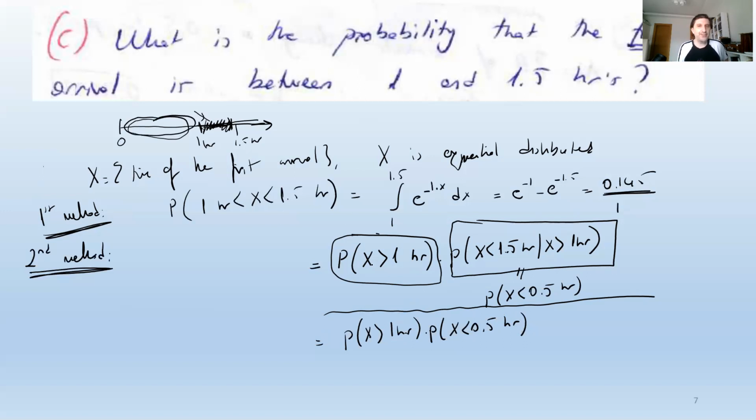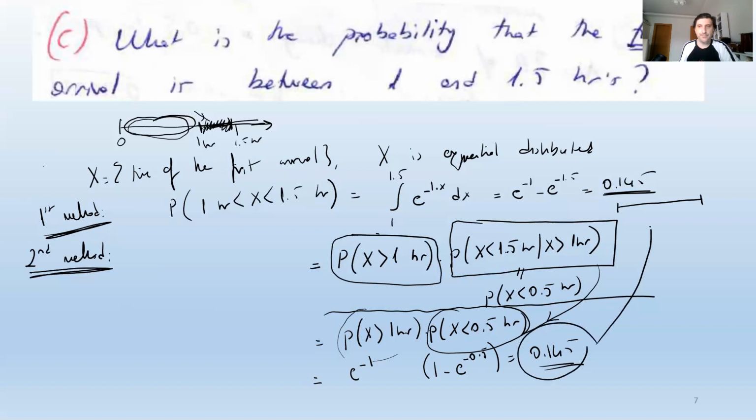So the time of the first arrival is not going to satisfy both of these conditions within the same interval, but as I said, the second statement comes through the lack of memory property, so it is used in another segment. The rest is going to be pretty much simple. This is going to be exponential to the power minus 1, because X greater than 1 hour, and the second condition is going to be 1 minus exponential minus 0.5. And if you do the arithmetic, the result is going to be again the same value.